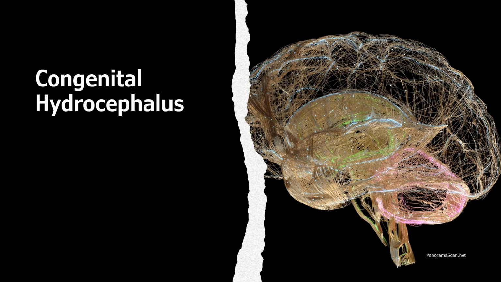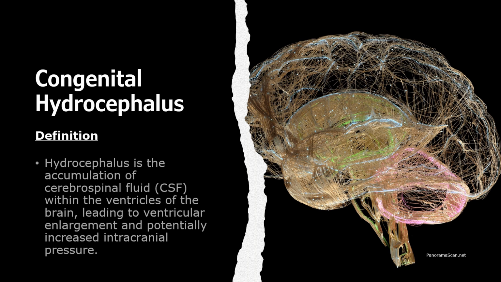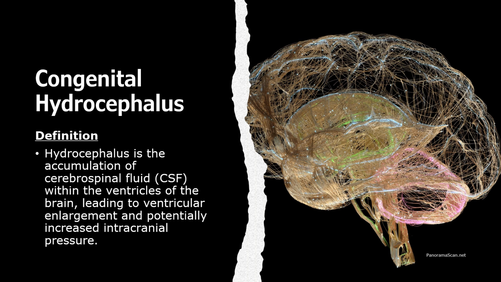Our next condition in this category of fetal head and neck anomalies is congenital hydrocephalus. Hydrocephalus is characterized by the accumulation of cerebrospinal fluid within the ventricles of the brain. This buildup leads to an abnormal enlargement of the ventricles, which can cause increased intracranial pressure that can significantly impact the developing brain, making early diagnosis and monitoring very crucial.